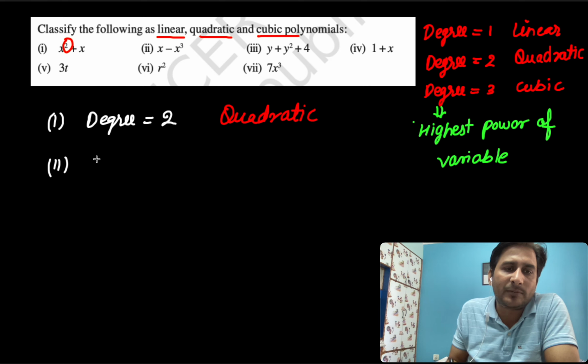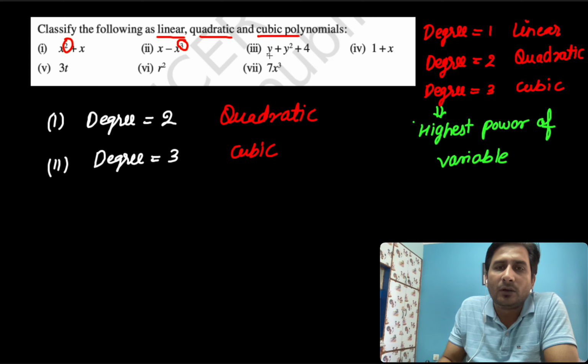Look at the second question. Second part, what is the highest power? Yes, its highest power is 3. If you look, the highest power is 3 in this case. So it is cubic.